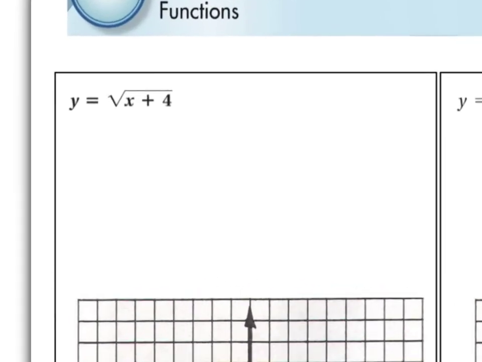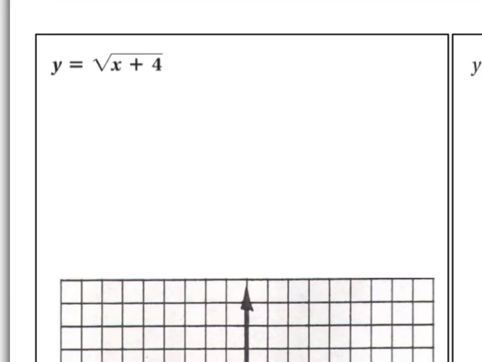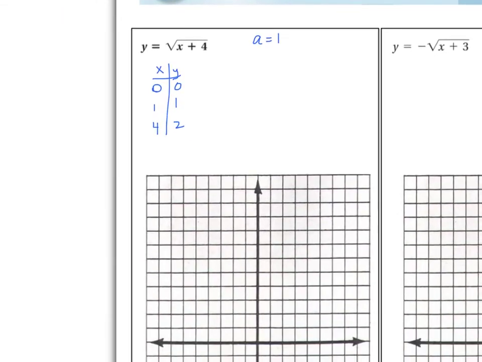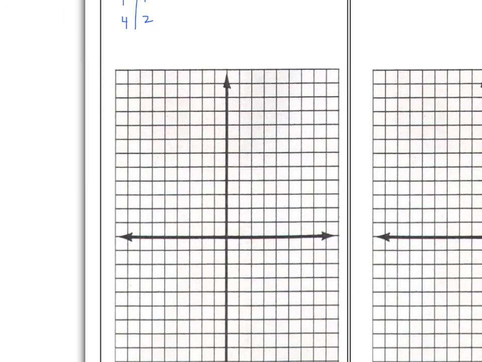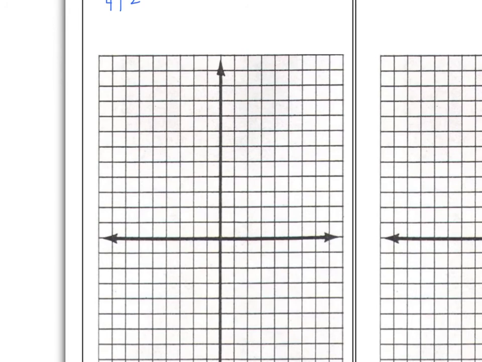Okay, again, as I look at this here, I'll identify that a is 1. So I want to graph the parent function again. 0, 1, and 4, and I've got 0, 1, and 2. So I'm going to graph that parent function. Again, I'm going to put the parent function in black. 0, 0, 1, 1, right 4, up 2. Again, I'm not going to draw the curve.